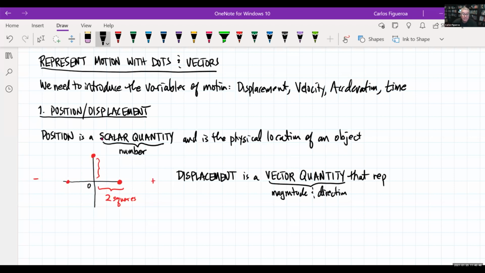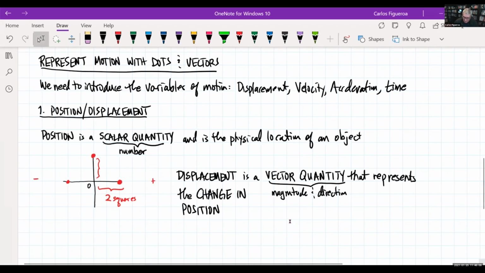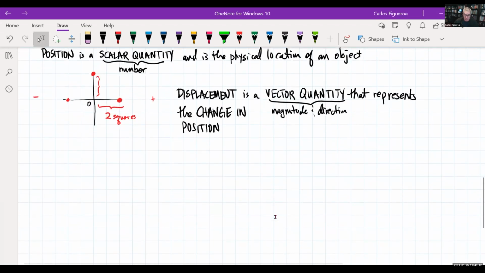But that represents the change in position. So displacement is about the change in position. So let's look at that. So what you're going to find here, if I start to put the language in, what do I mean by this? When I write the word displacement, I always mean two things.